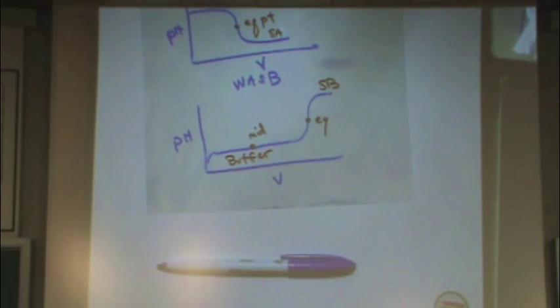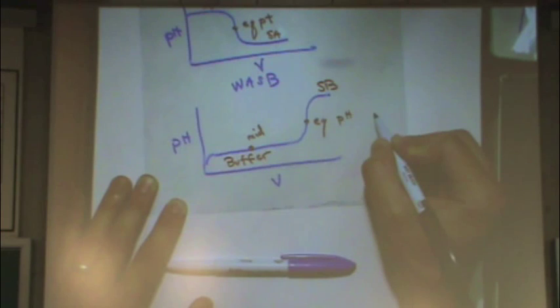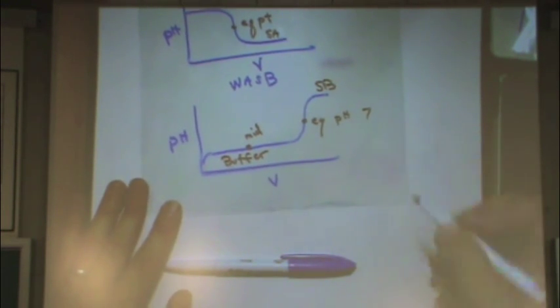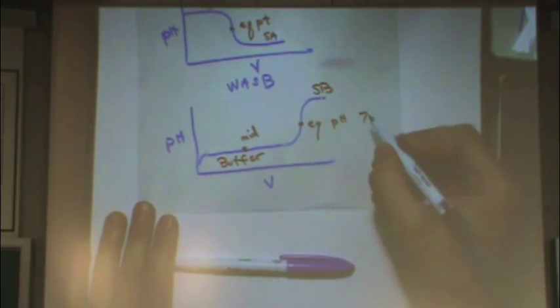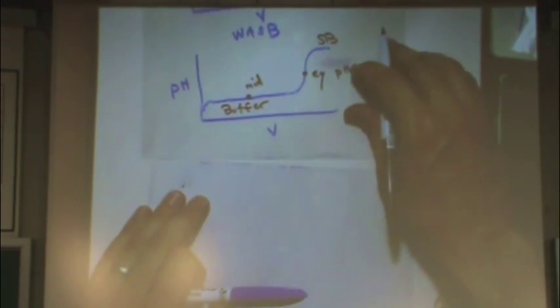Okay. The EQ point is the pH equal to 7, greater than 7, less than 7? Greater than 7. Okay, because you form a weak base, so that causes the pH to go up a little bit.